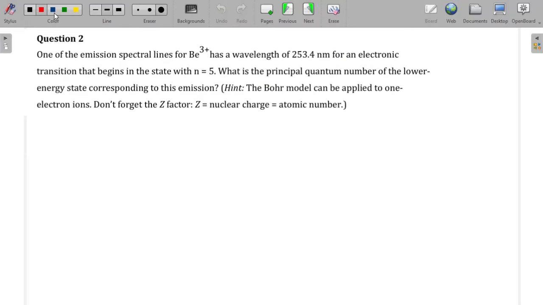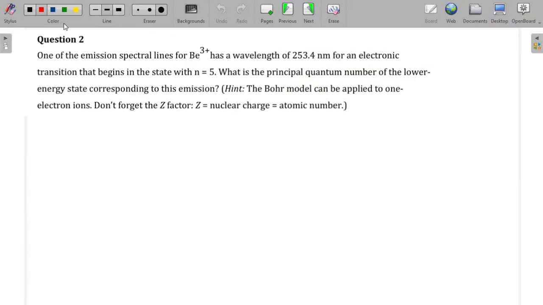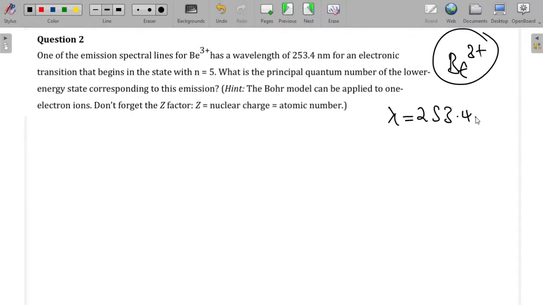Okay, so here they're saying, on the emission spectral lines for Be3+, so this is just beryllium, this beryllium has a wavelength of 253.4 nanometers for an electronic transition that begins in the state n=5. So meaning my initial is 5. What is the principal quantum number of the lower energy state corresponding to this emission? So in short here, they just want us to find the n final.